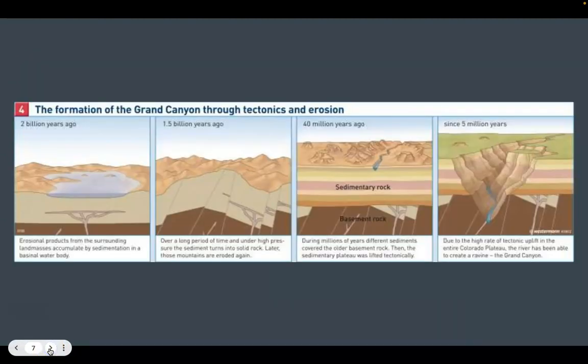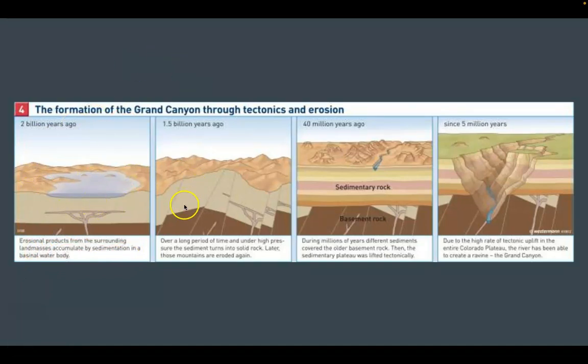And then moving on, talking about the geologic history of the park, the Grand Canyon was formed almost 2 billion years ago when igneous and metamorphic rocks formed at the inner part of the canyon, as you can see here. So this is what it looked like.